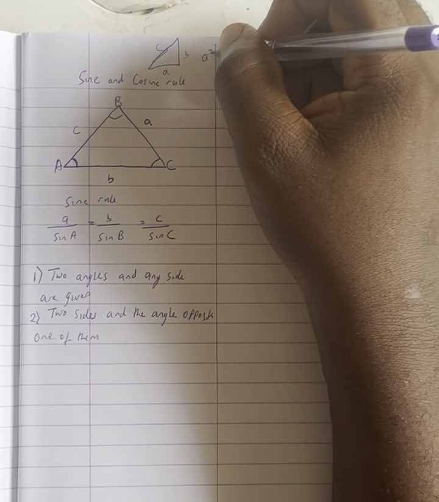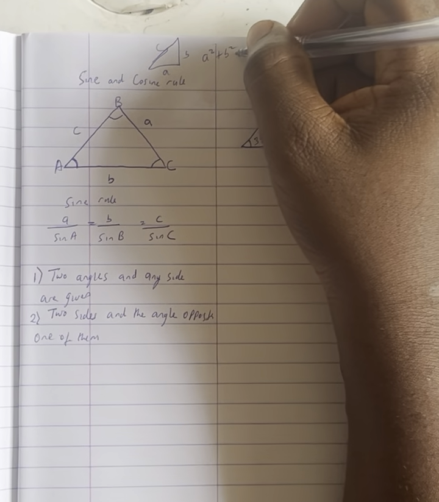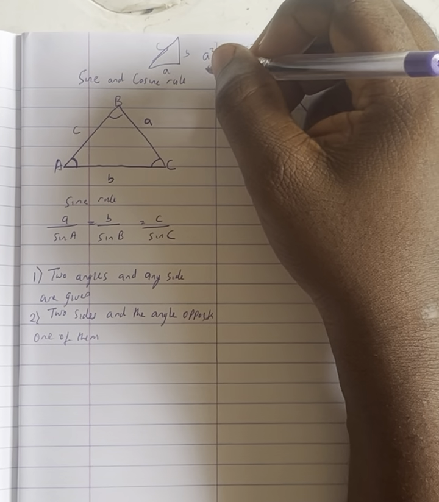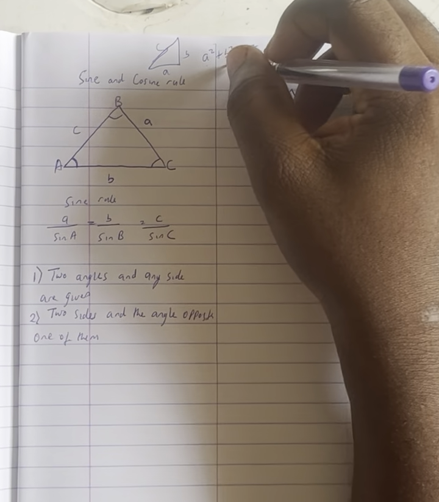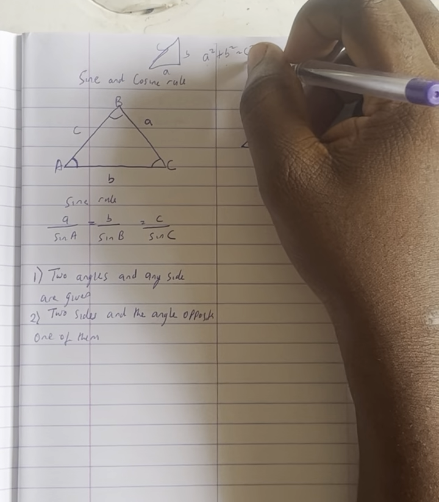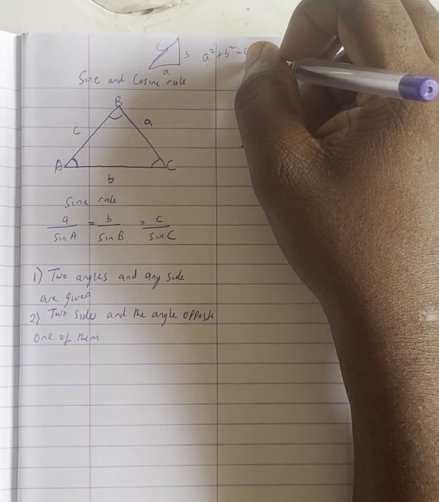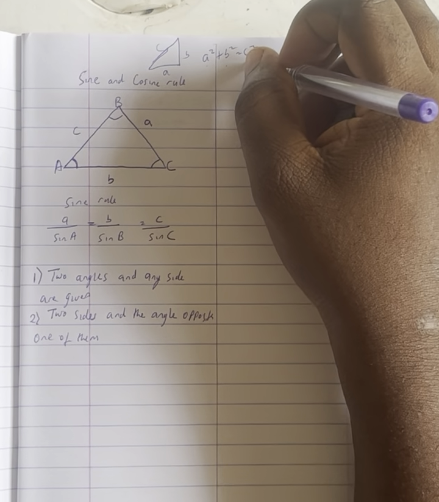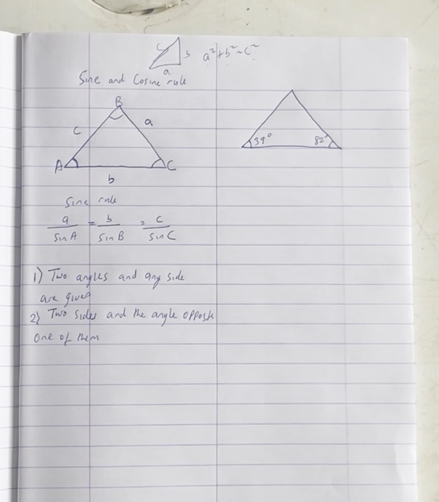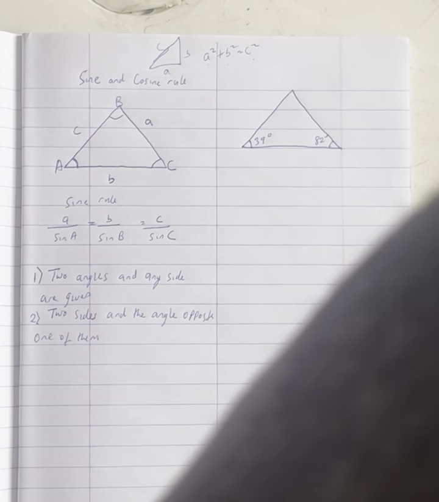So we just say that a square plus b square is equal to c square. That is opposite square plus adjacent square is equal to hypotenuse square. But there are sometimes that we are not able to use the Pythagoras theorem. And because we are not using the Pythagoras theorem, we can use either the sine or the cosine rule. And there are different conditions for using the sine and the cosine rule.